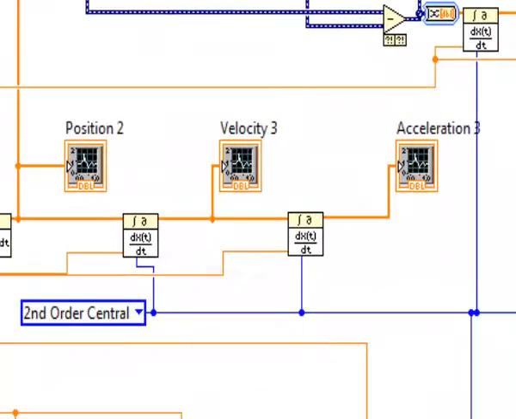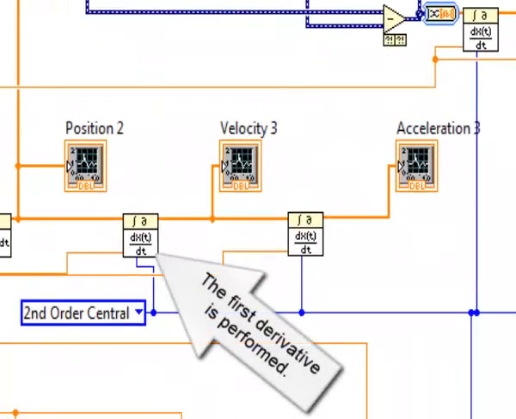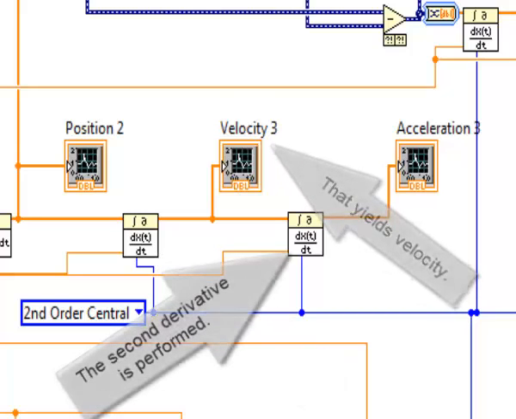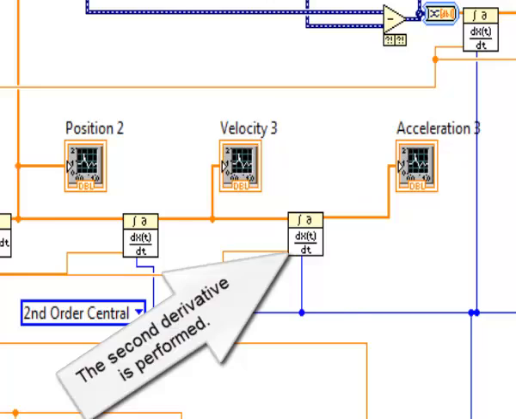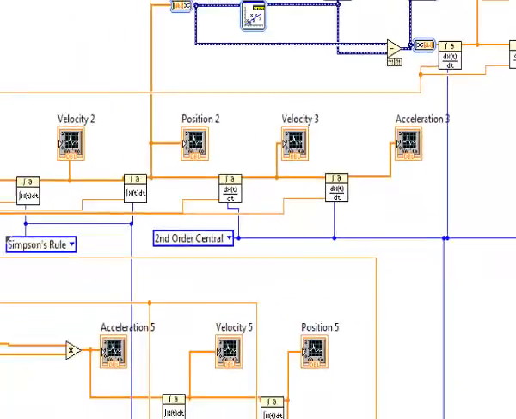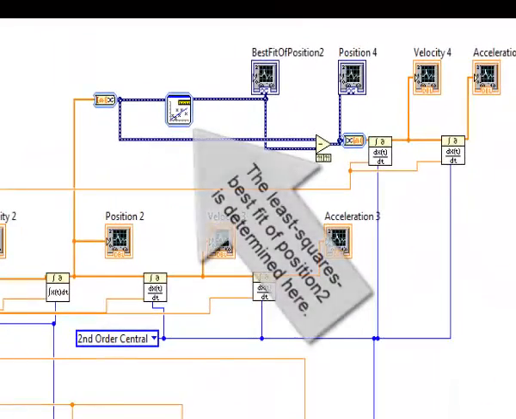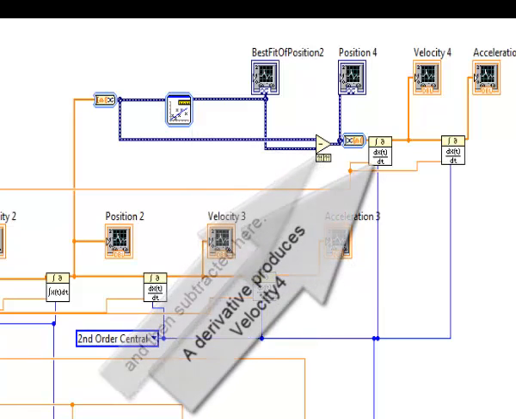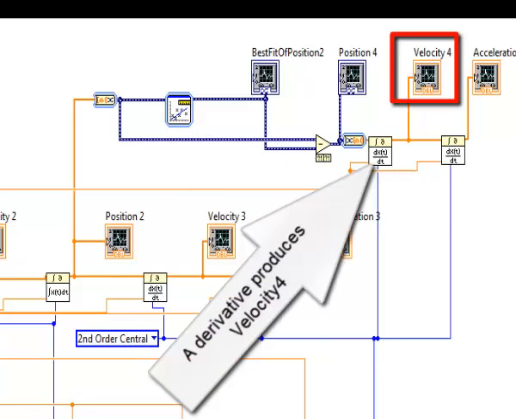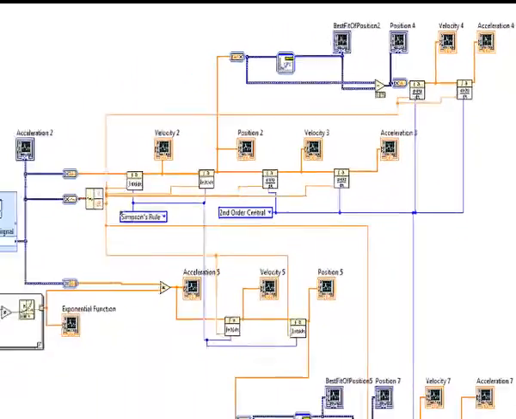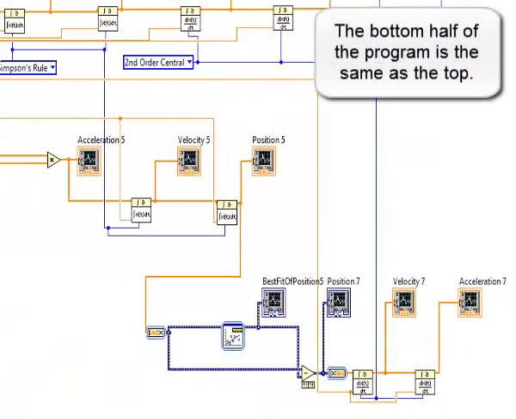The first derivative is performed. That yields velocity. The second derivative is performed. That yields acceleration. The least squares best fit of position 2 is determined here and then subtracted here. A derivative produces velocity 4, another derivative produces acceleration 4. The bottom half of the program is the same as the top.